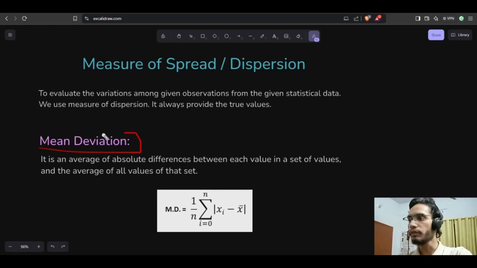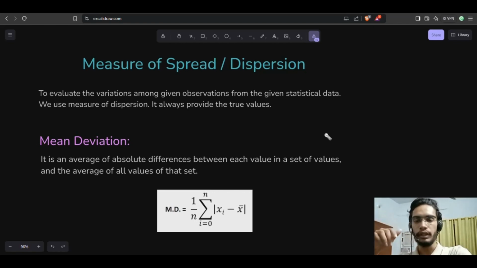So here, first of all, starting off with the mean deviation. What is the mean deviation? It is an average of absolute differences between each value in a set of values and the average of all values of that set. Now, what does that mean? It means that if you have a whole set of ungrouped data, and you calculate its mean, now you have to calculate the difference of each number in the data from the mean that you have calculated. So it will figure out the actual value, the deviated value, and the variations in that value.